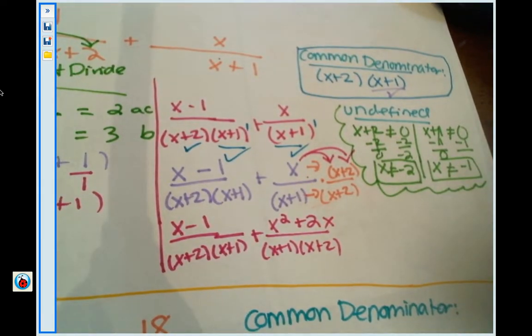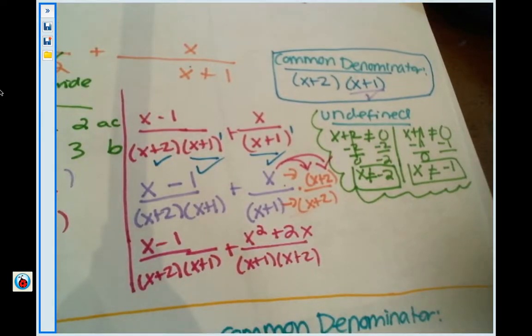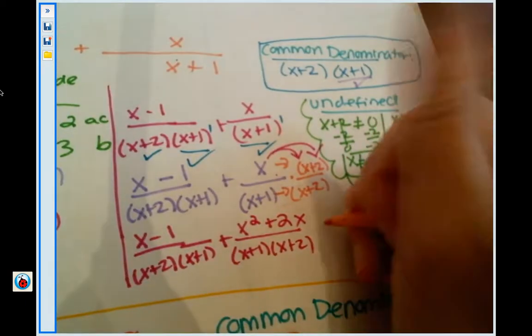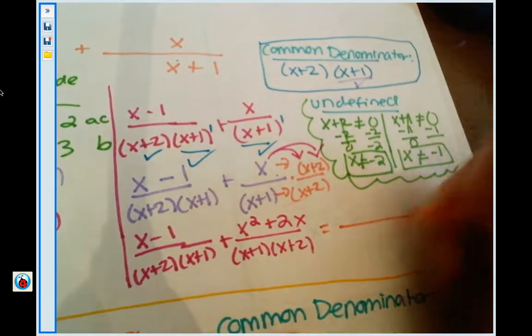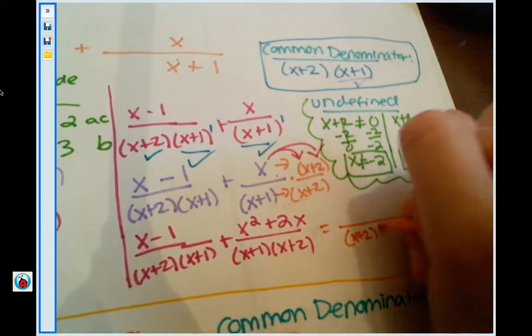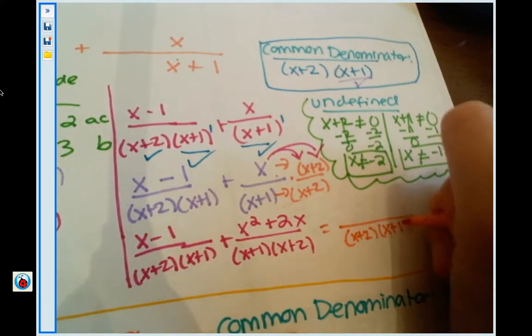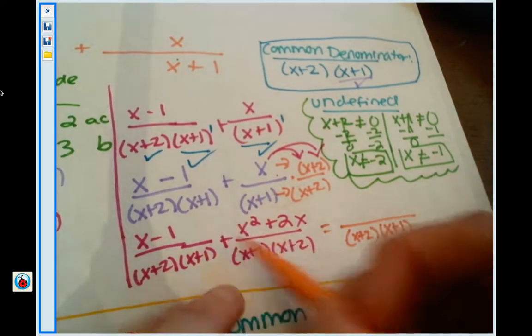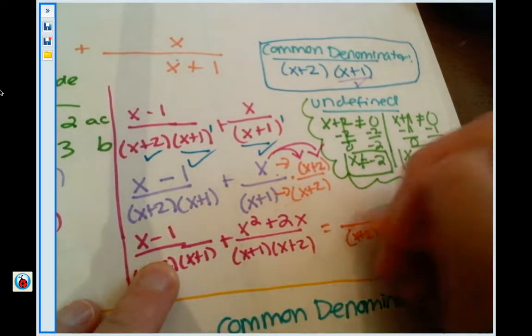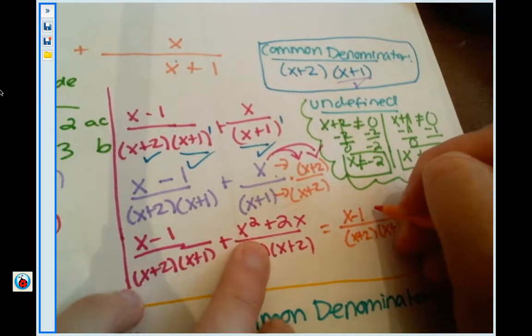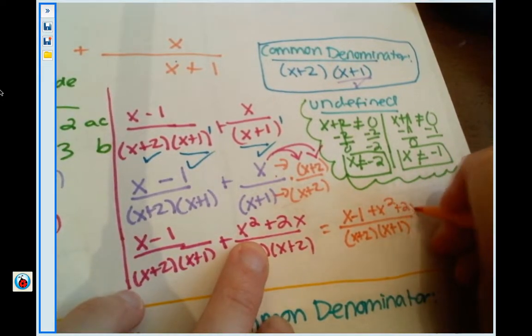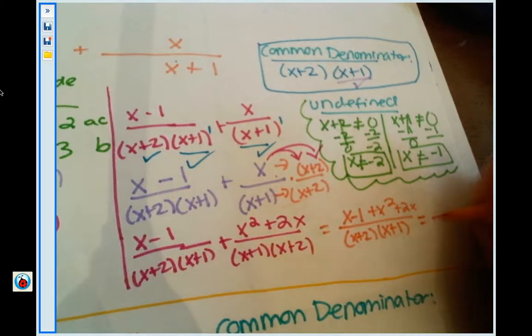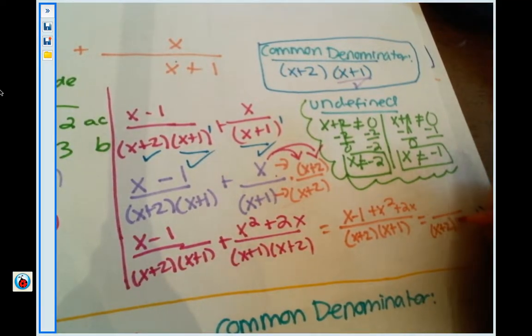Now that we have common denominators, we write this over one denominator. So this is going to be x plus 2 times x plus 1, or x plus 1 times x plus 2. Doesn't matter the order. All right, now I'm going to add my like terms. So I have x minus 1 plus x squared plus 2x. So let's add our like terms. So I have x plus 2 times x plus 1.